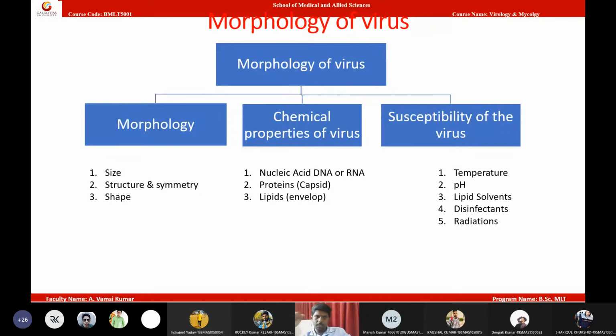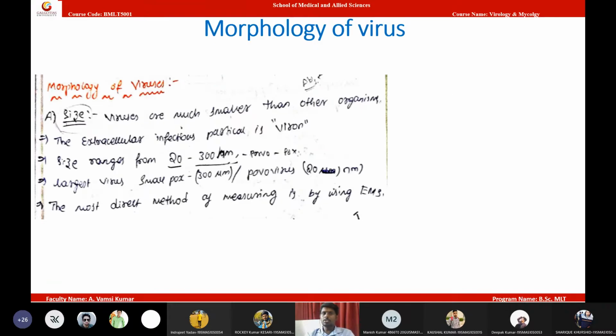Coming to the morphology, the first one is size. Now I will discuss the morphology of virus, where I will cover size, structure, symmetry, and shape of the virus. So coming to the morphology of the virus, the first one is the size of the viruses.